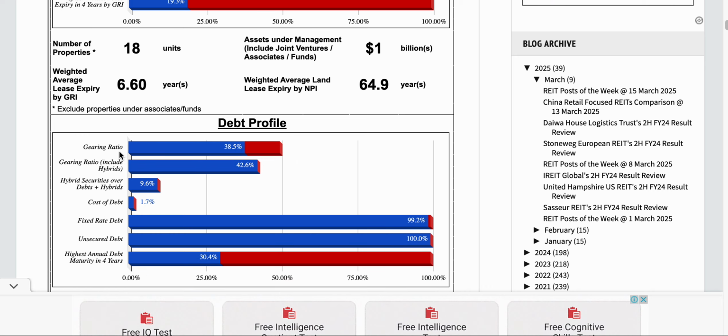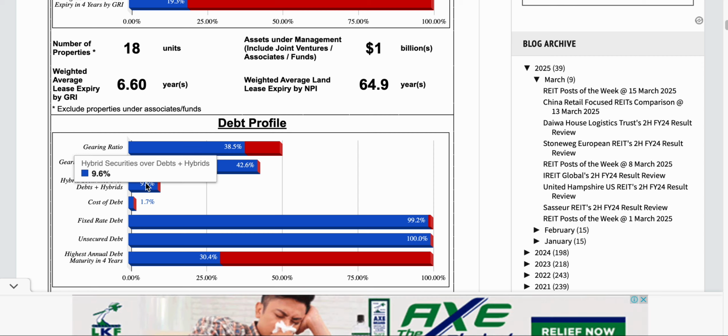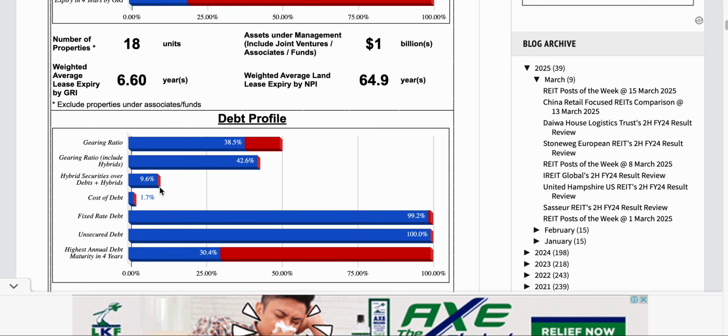The other thing I'll look out for is the gearing ratio. You see it's 38.5%, but again, we want to know how the perpetual securities affect this. So it's actually 42.6%. So gearing is on the high side, because normally above 40% is considered high. So this is a slight concern, but because of the interest coverage ratio in front at 8.1 times, I think there's not much to worry about. This is just looking at the numbers and not looking at the details.